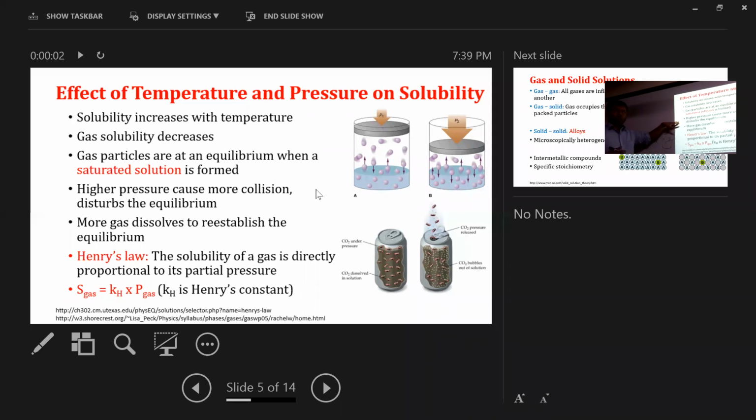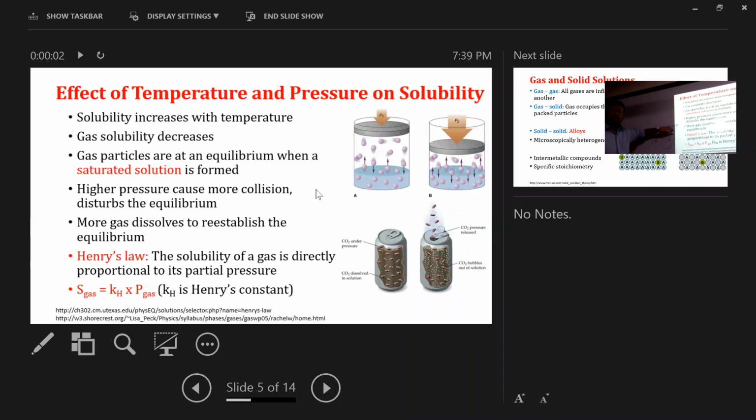So if this is a closed container, what will happen? Here you will have more gas molecules. So these gas molecules, along with what we already have, are taking more space.